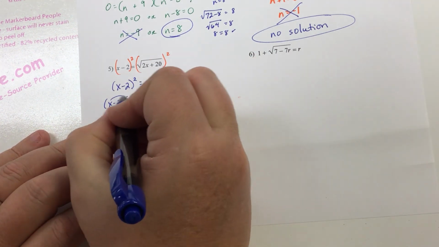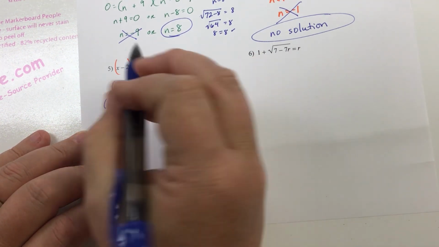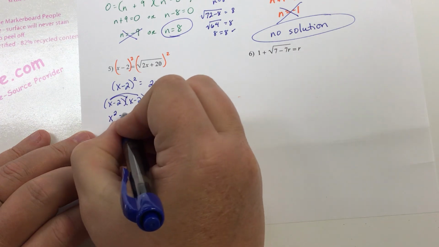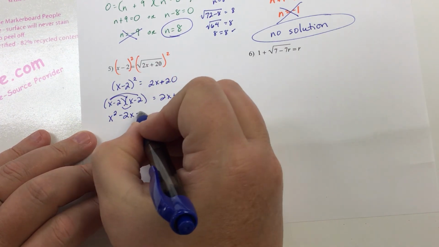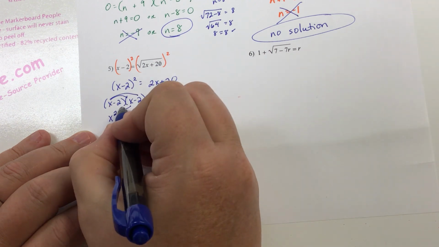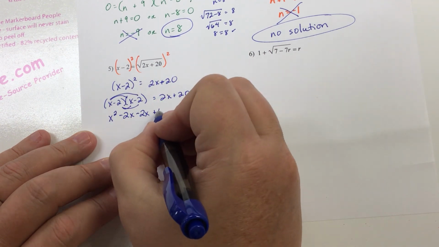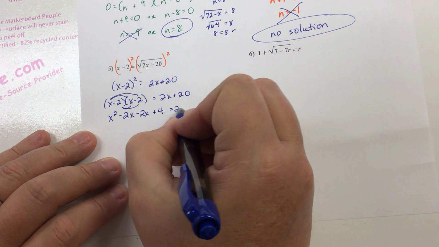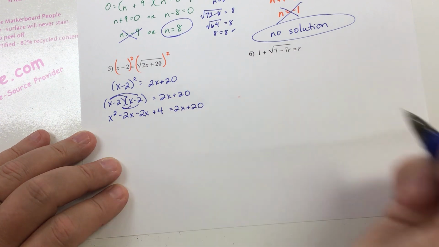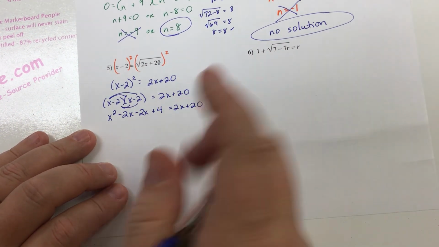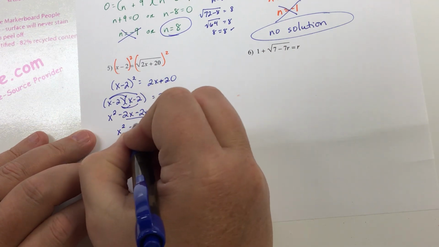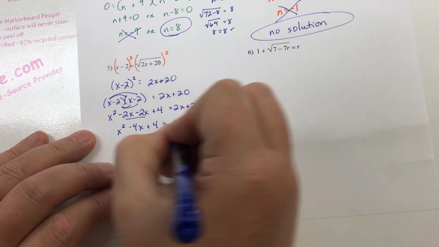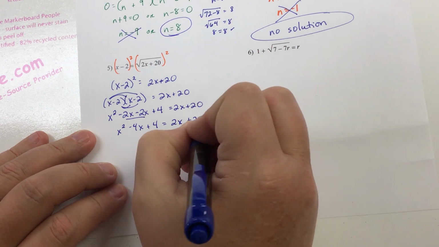So x times x is x squared. X times negative 2 is negative 2x. Negative 2 times x is another negative 2x. And negative 2 times negative 2 is a positive 4. And again, that is still equal to 2x plus 20. If I simplify the left side a little bit more here, we're going to have x squared minus 4x plus 4, again, equals 2x plus 20.